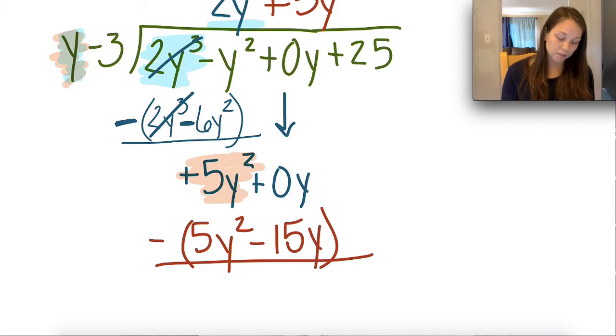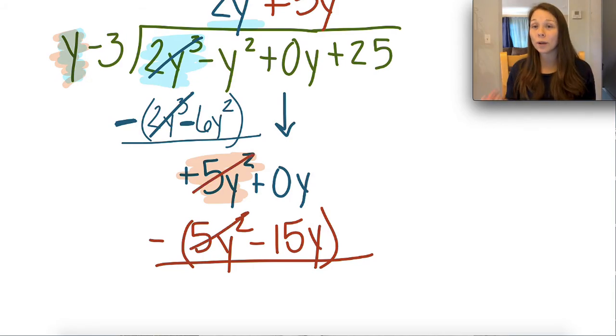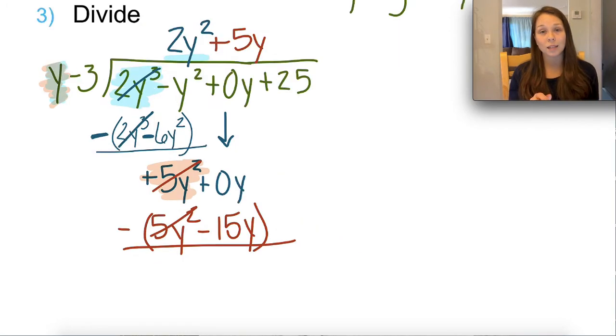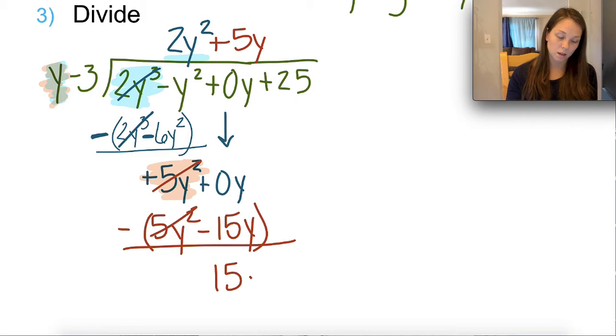5y squared minus 5y squared cancels out. So I know I did it right because that first term in this subtraction piece is canceling out, which is good. If it doesn't cancel out, you did something wrong and you need to go back and look at your work. Now this is also why we inserted that 0, because now I have 0y minus a negative 15y. That double negative becomes a positive, so now I'm left with 15y. And then I carry down my last number of 25.